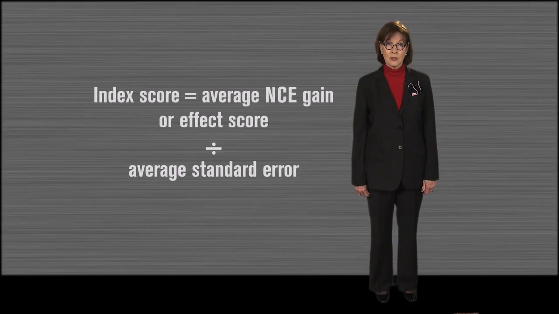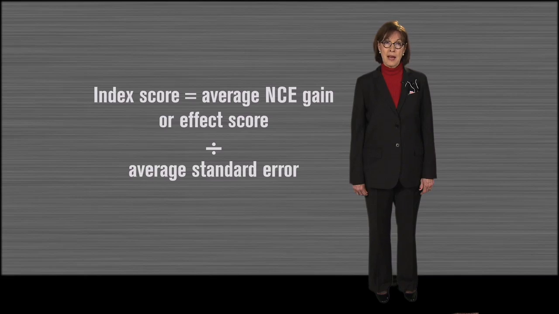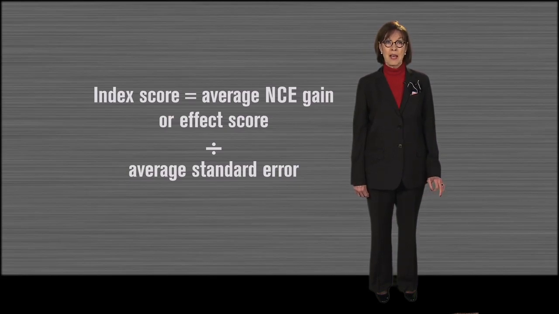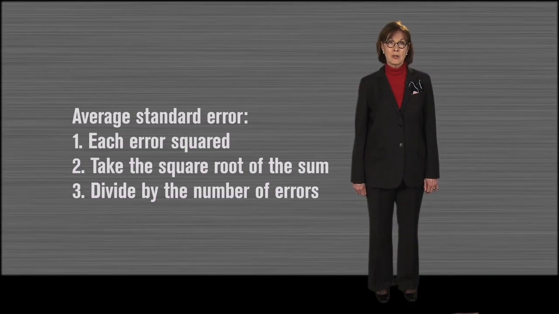Third is the index score, which equals average NCE gain or effect score across currently taught subjects and grades over 3 years, divided by the average standard error. If 3 years of data are not available, 1 or 2 years of data will be used. EOC standard errors are calculated as a simple average standard error. Each error is squared. Then take the square root of the sum and divide by the number of errors included.